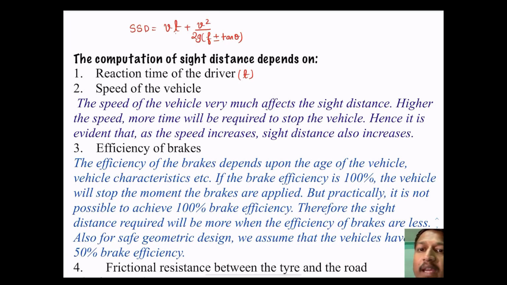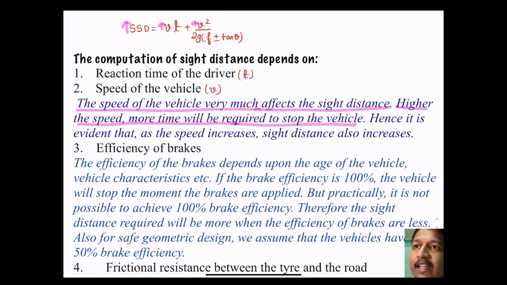Second is the speed of the vehicle, v. The speed of the vehicle very much affects the sight distance. The higher the speed, the more time will be required to stop the vehicle. Hence, it is evident that as the speed increases, sight distance also increases. First is small t and second is the speed of the vehicle. Third is the efficiency of the brake.